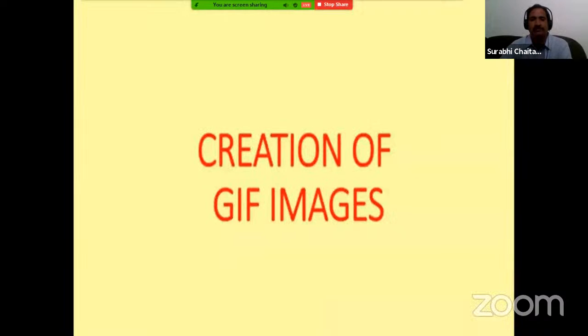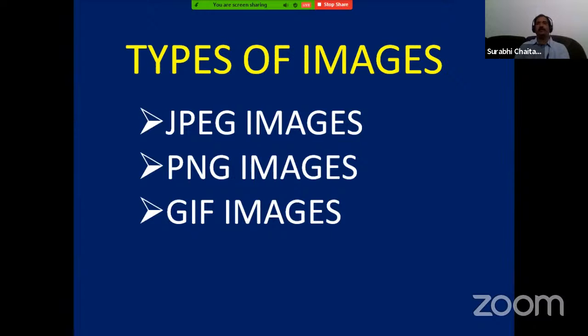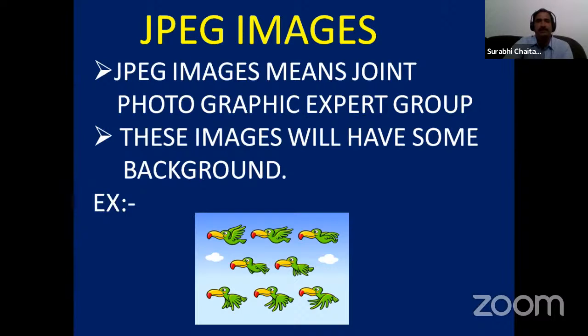Now, creation of GIF images. Before that, we will learn what the types of images are. There are 3 types of images available for us. They are JPEG images, PNG images, and GIF images. First, we will learn what a JPEG image is. JPEG means Joint Photographic Experts Group.